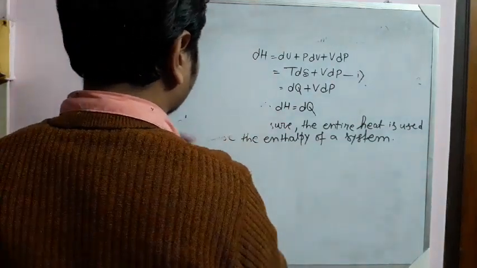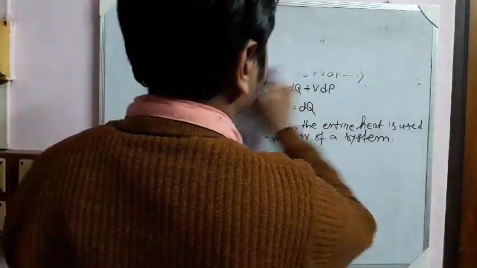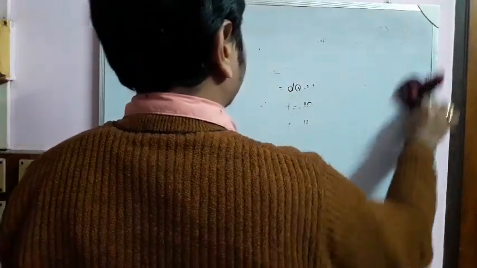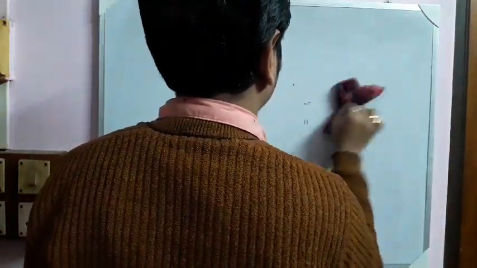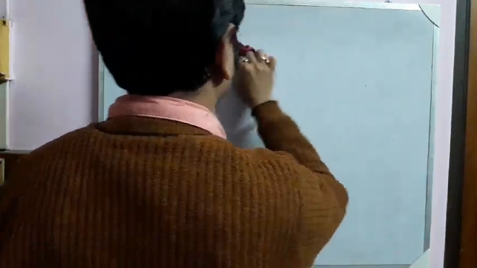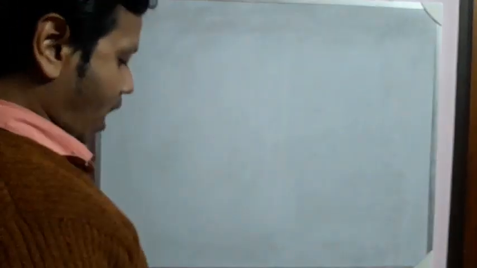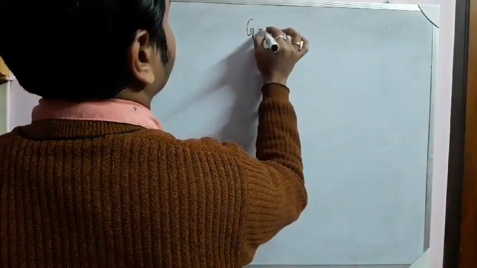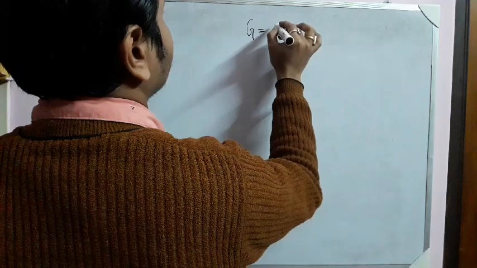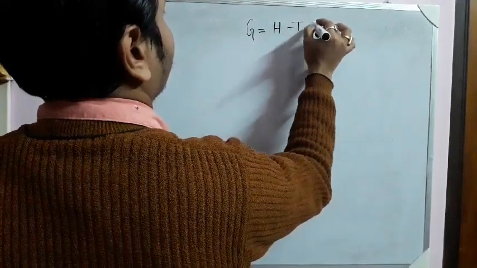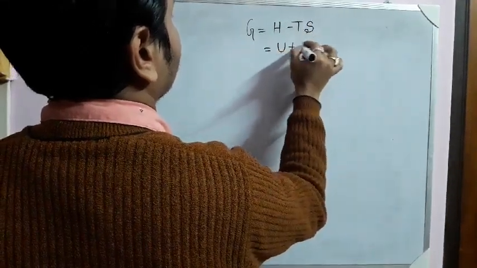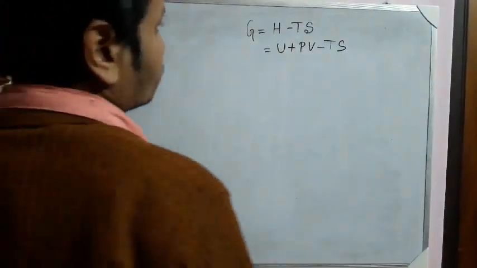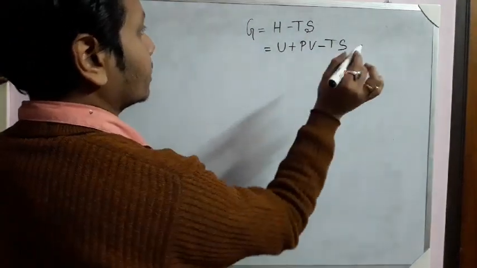Now let us move to the last thermodynamic potential, which is called Gibbs free energy, or the Gibbs potential. The mathematical formula of Gibbs potential is H minus TS. And what is H? More commonly we can write it as U plus PV minus TS. So this is the mathematical formula of Gibbs free energy.